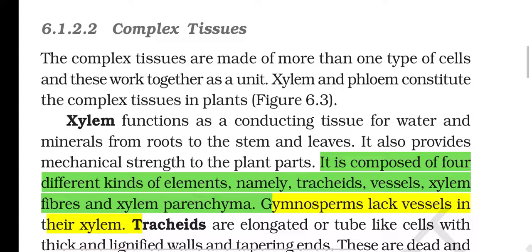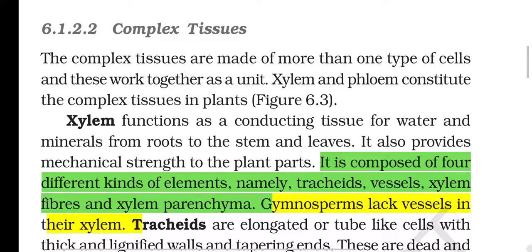Xylem and phloem constitute the complex tissues in plants. Xylem functions as a conducting tissue for water and minerals from roots to the stem and leaves. It also provides mechanical strength to the plant parts. It is composed of four different kinds of elements, namely tracheids, vessels, xylem fibers, and xylem parenchyma.